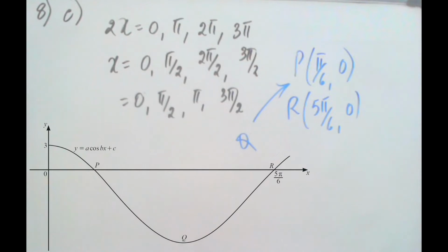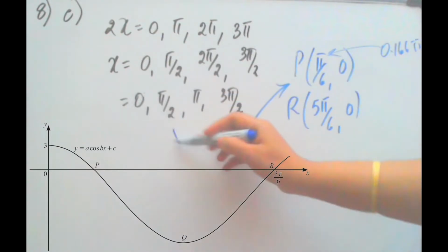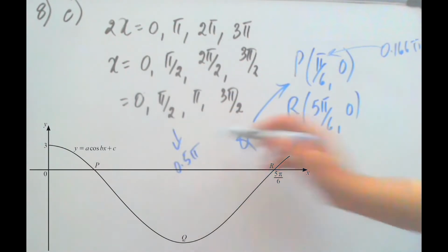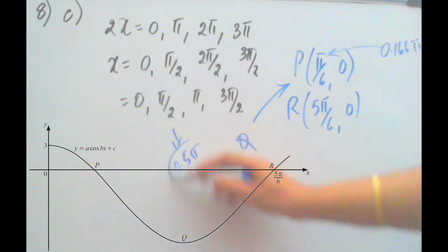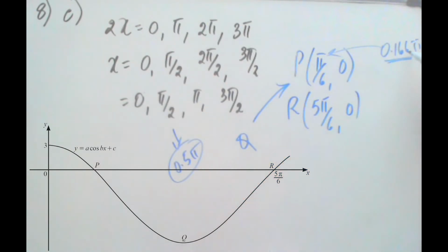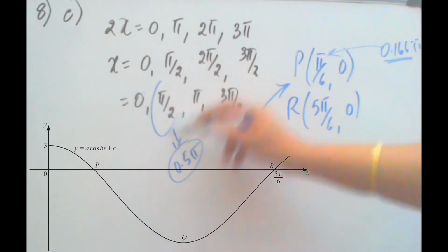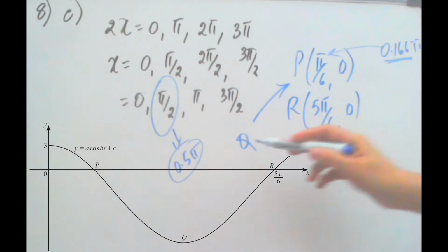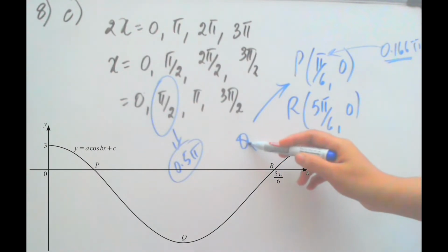So can it be pi by 2? Yes, because this one is 0.166 pi. Pi by 2 is 0.5 pi. So definitely this is to the right of 0.166. So we will select this value for x for finding the coordinates of Q.